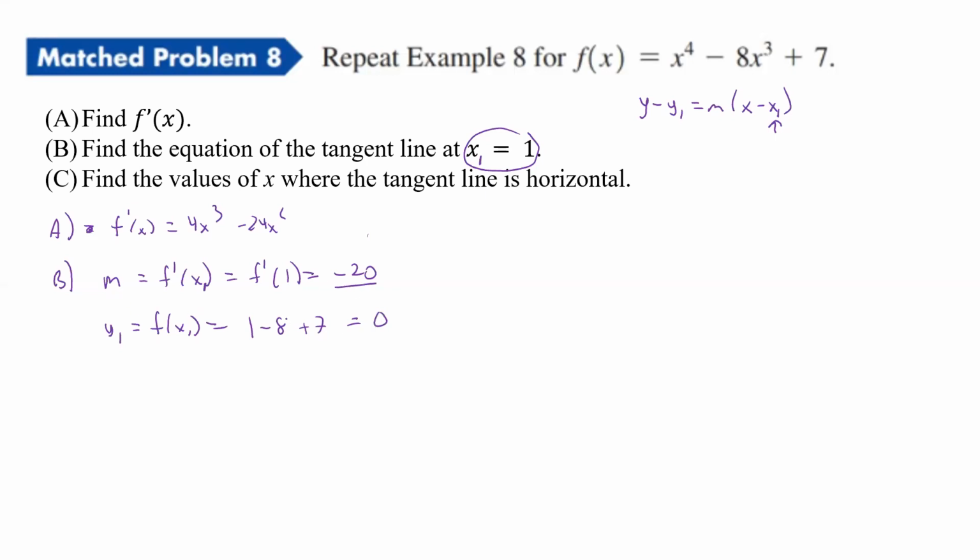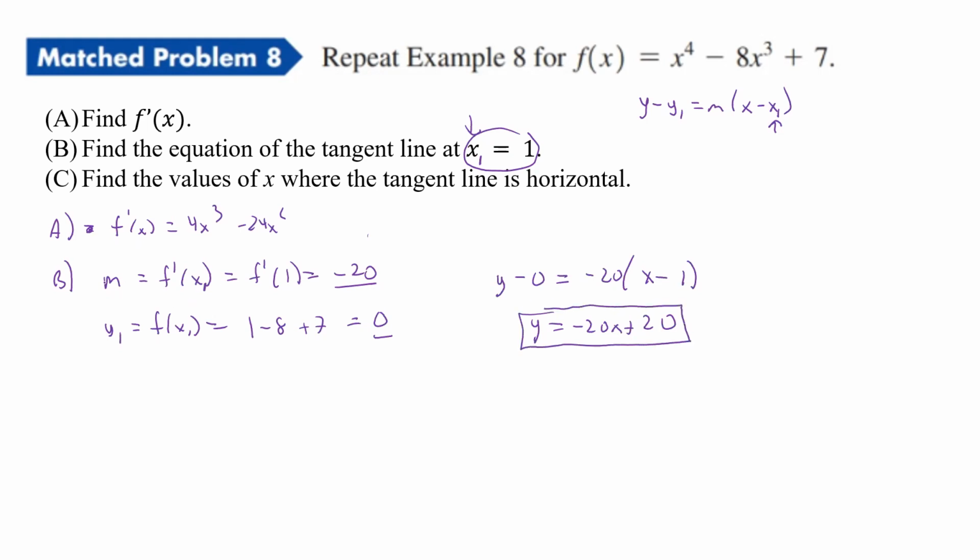So we know the slope, we know y1, and we know x1. So we can plug everything in here and say y minus 0 equals the slope m, which is minus 20, times x minus x1, which we said was 1. Well, that goes away, so we get y equals minus 20x plus 20. So that's the equation of the tangent line at x1 equal to 1. That is what we were looking for here.